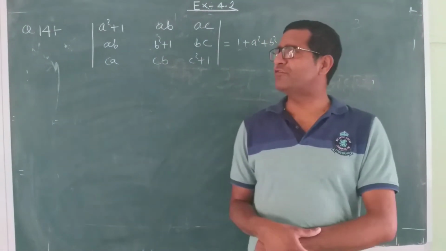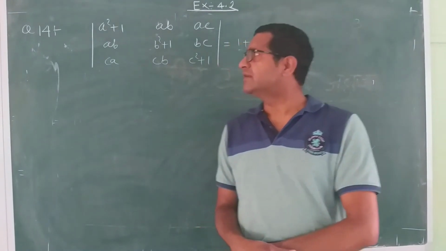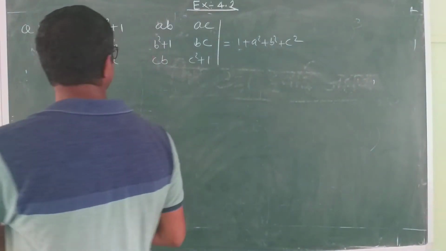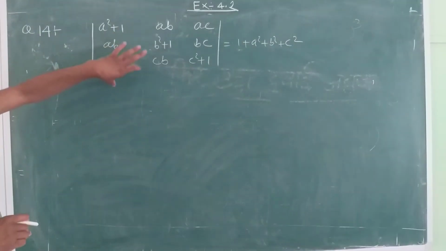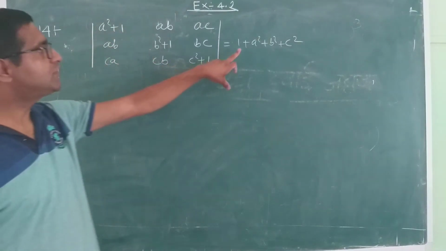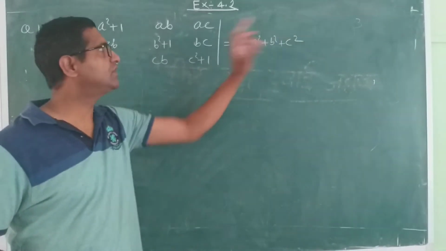Today I will tell you a very important question from the exam point of view. Question number 14. In question number 14, we have to prove that the determinant of order 3 by 3 equals 1 plus a square plus b square plus c square.